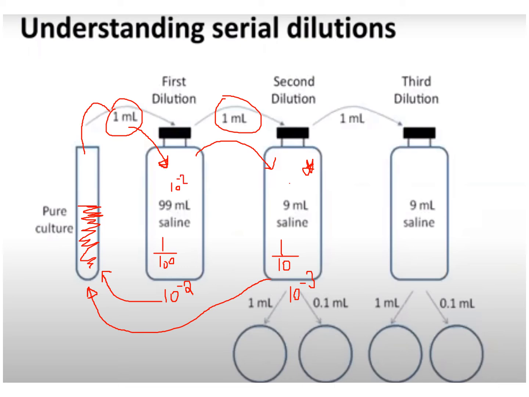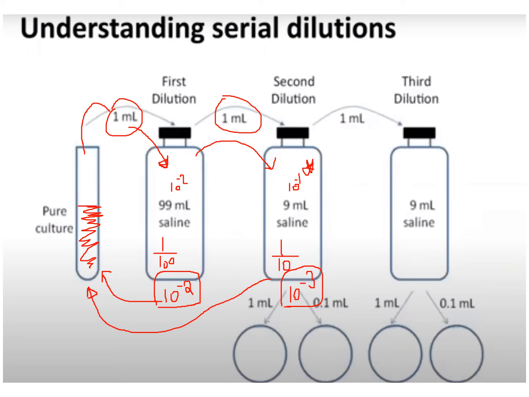Okay, this one right here is 10 to the negative 1. But why did I write down 10 to the negative 3? Because again, that's the most important thing. I want to know how much I diluted it compared to my original sample. So this one is 10 to the negative 2, and your second test tube is 10 to the negative 3.